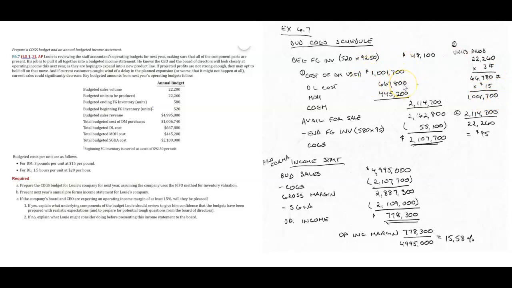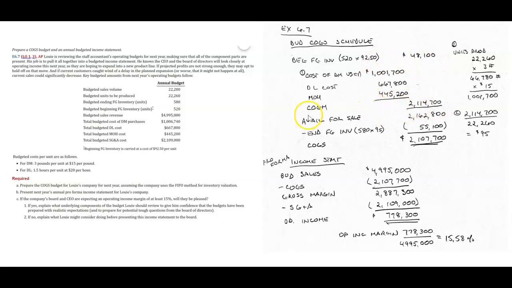And then for direct labor, it's pretty much the same thing. Direct labor cost is $667,800. So that's all straightforward. Then manufacturing overhead: total budgeted manufacturing overhead cost is $445,200. They didn't give you any other information, so you don't have to worry about what the actual overhead was. You can just use this budget number. Of course, this is a budgeted cost of goods sold, so we don't have an actual yet. So here's our beginning inventory.